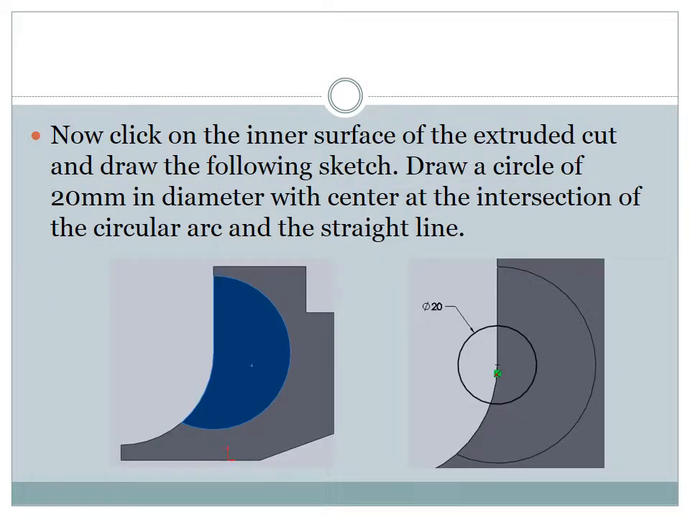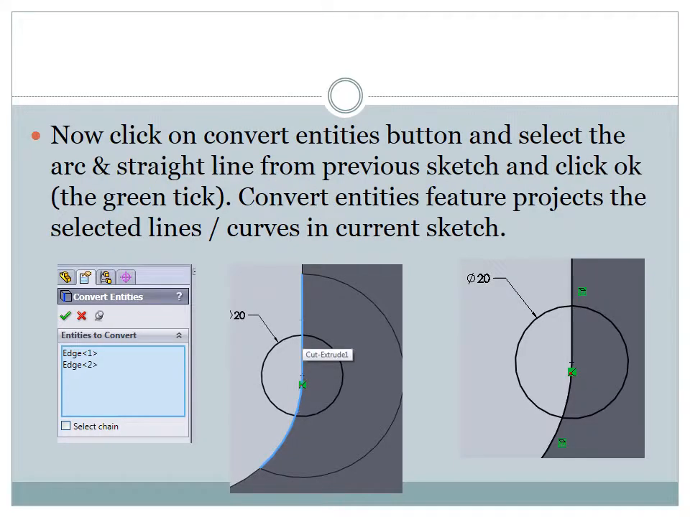Now click on the inner surface of the extruded cut and draw the following sketch. Draw a circle of 20 millimeters in diameter with the center at the intersection of the circular arc and the straight line. Now click on the Convert Entities button, select the arc and straight line from the previous sketch, and click OK.